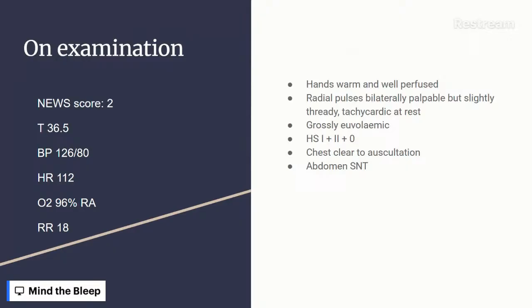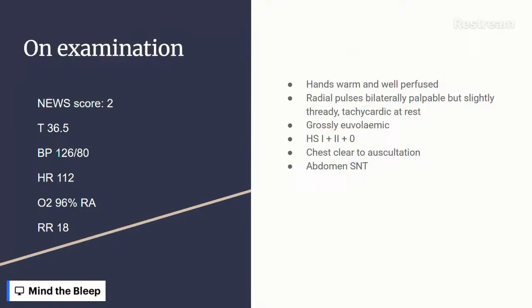The first thing you always want to look at is their obs. Her NEWS score is 2. What she's scoring for is the heart rate being a little bit raised, and everything else seems fairly normal. Normal temperature, and blood pressure, obviously that depends on what someone's normal is, but it's not horribly high or horribly low.